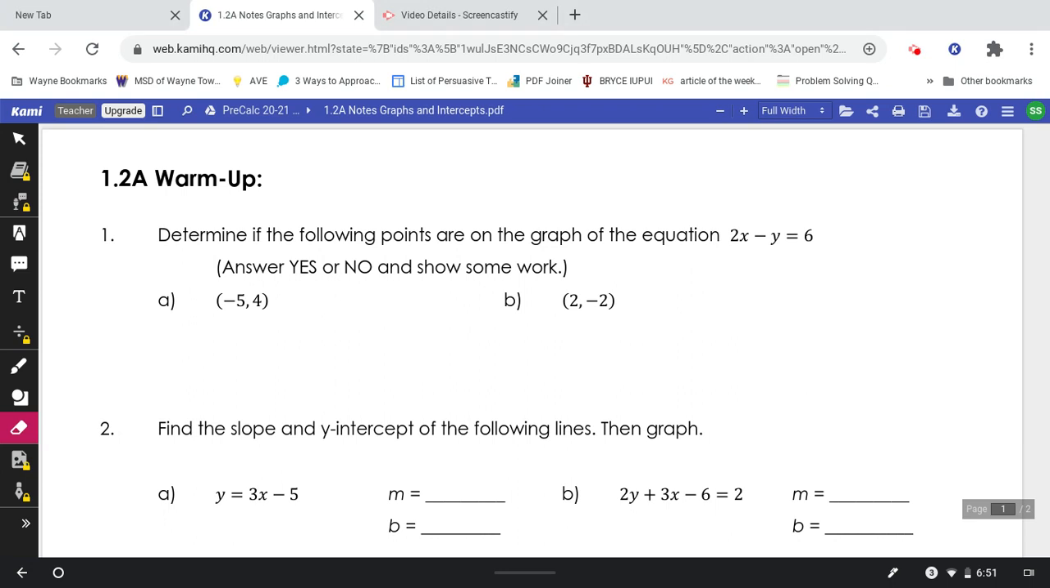All right, here are our 1.2a warm-up and notes. So what I would do, this warm-up is a review of Algebra 1 type material. So there are three different types of questions.